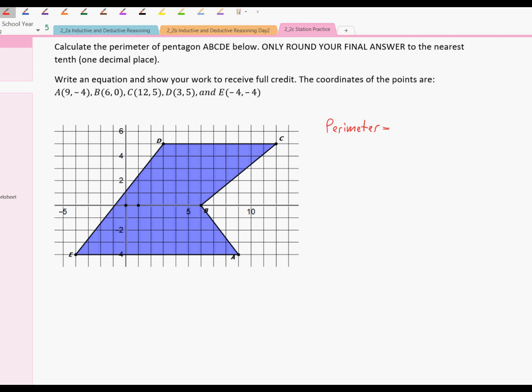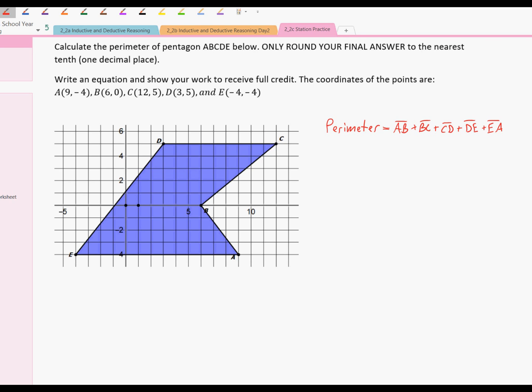is equal to the length of AB plus the length of BC plus the length of CD plus the length of DE plus the length of EA. Now, some of them are going to be really easy to calculate because they're just straight lines. If you look at EA, it's a horizontal line, so I could just count it.